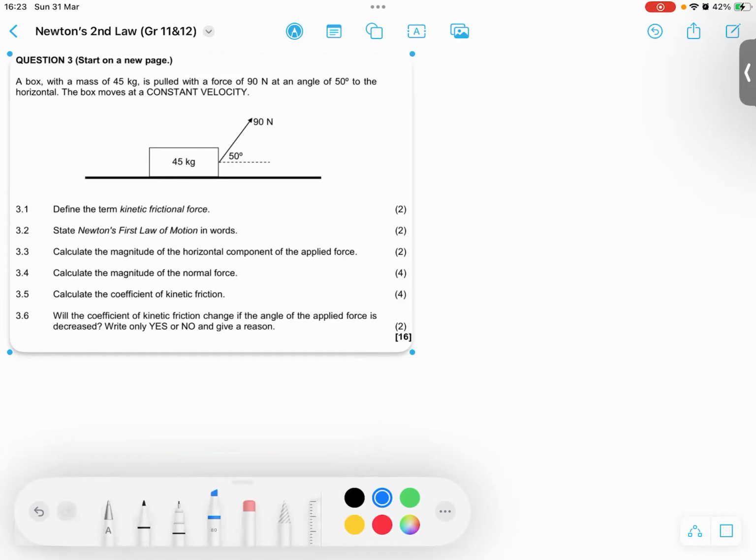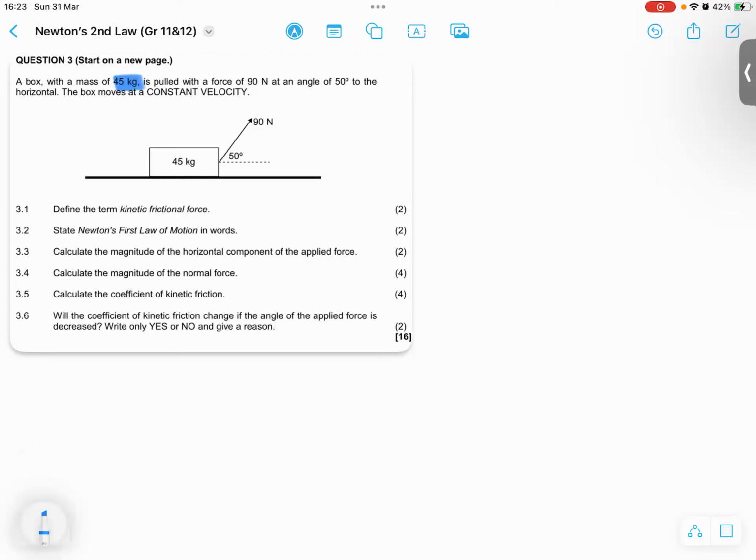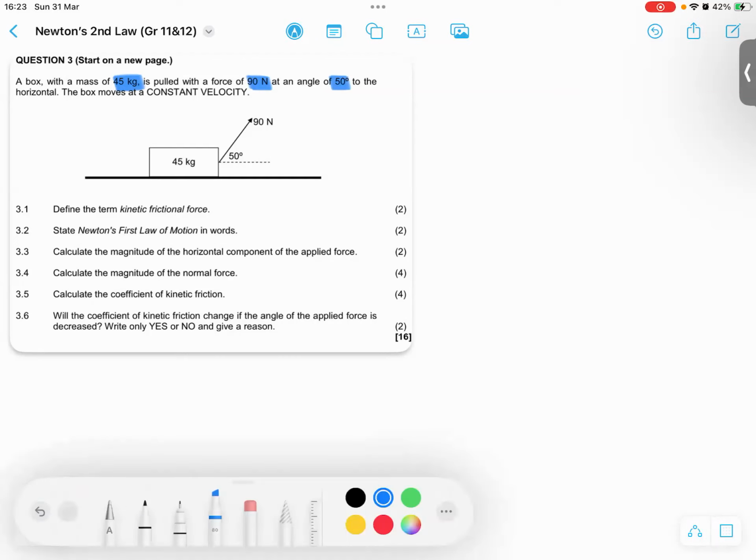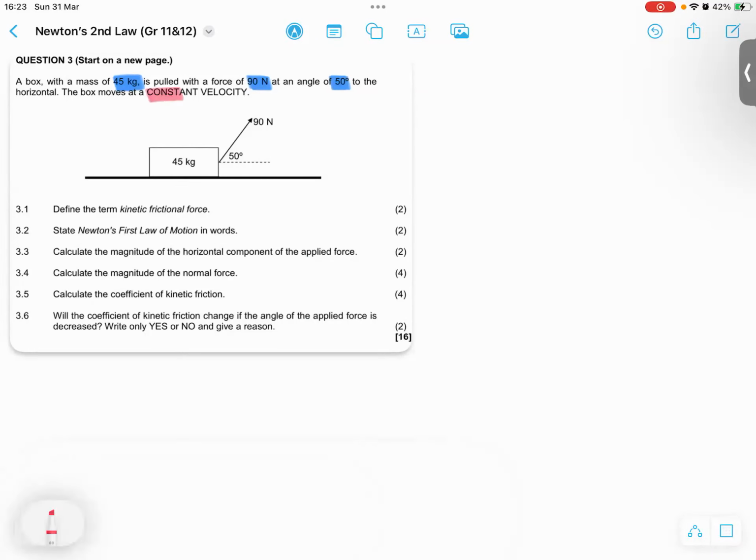It says that a box with a mass of 45 kg is pulled with a force of 90 newtons at an angle of 50 degrees to the horizontal. The box moves with a constant velocity. This part is very important, the constant velocity. You can see they also give that in capital letters to indicate that it is important information. From our diagram, we have the applied force, which is 90 newtons at an angle of 50 degrees to the horizontal.